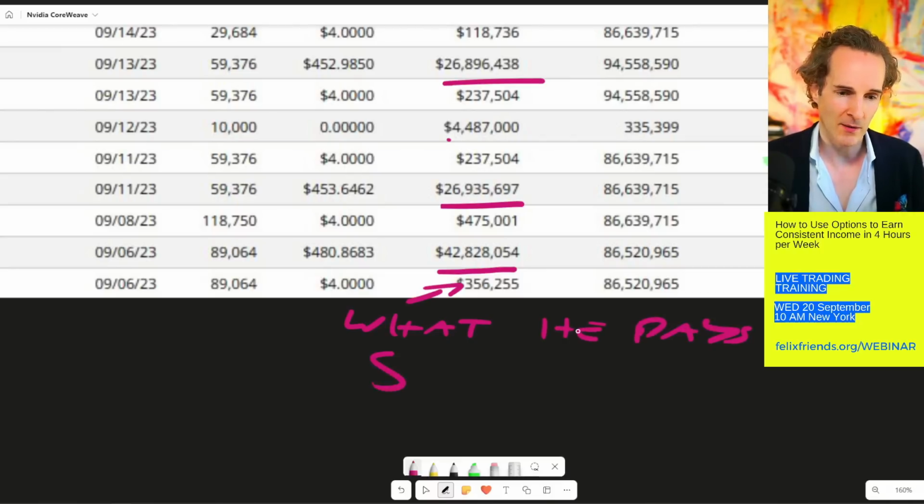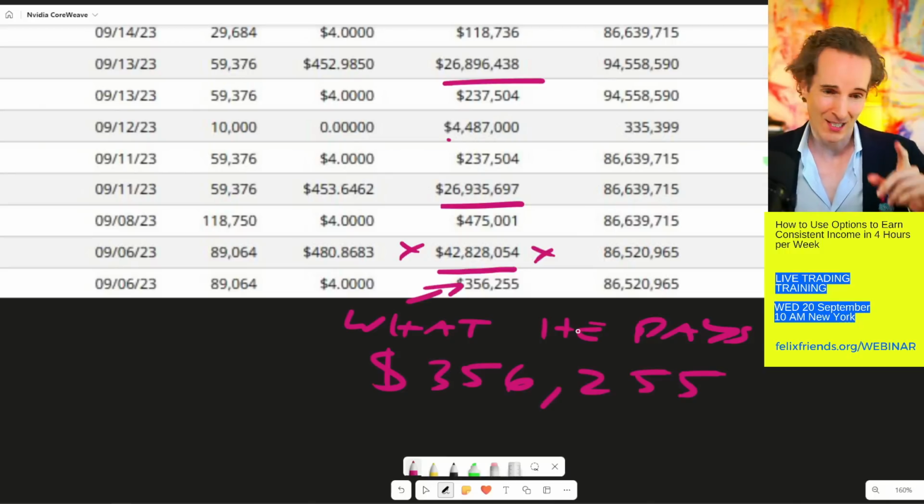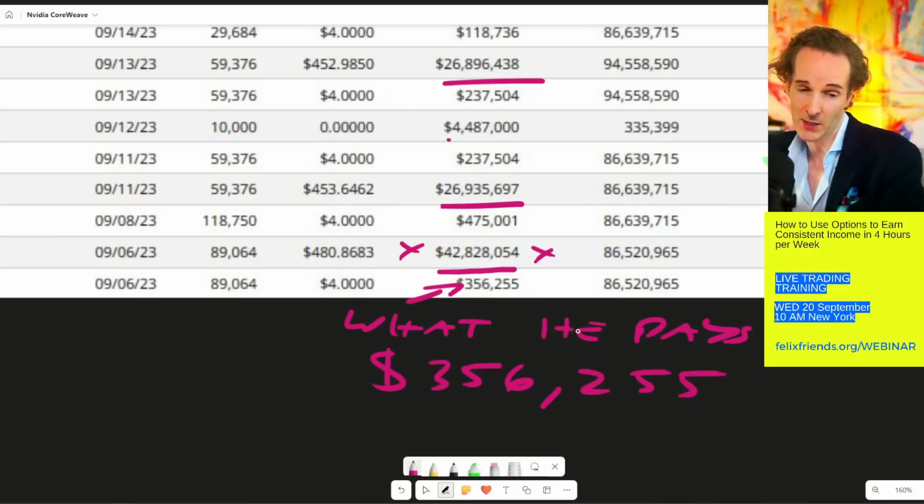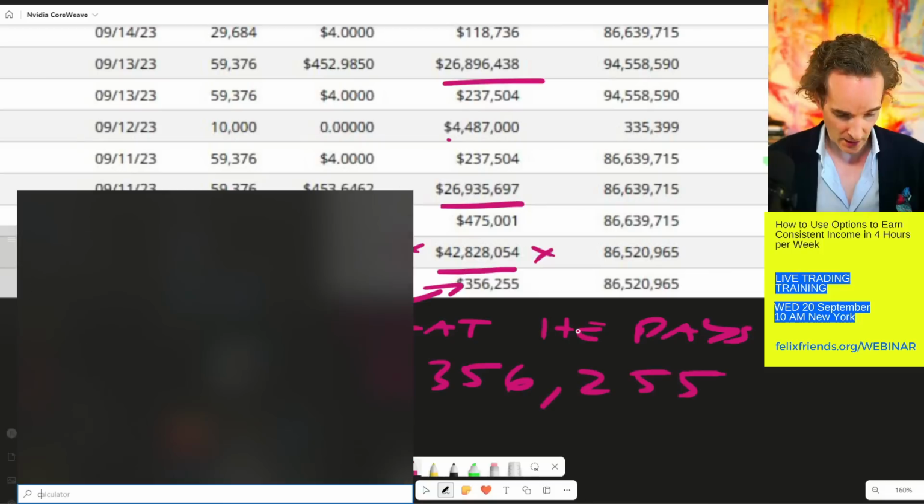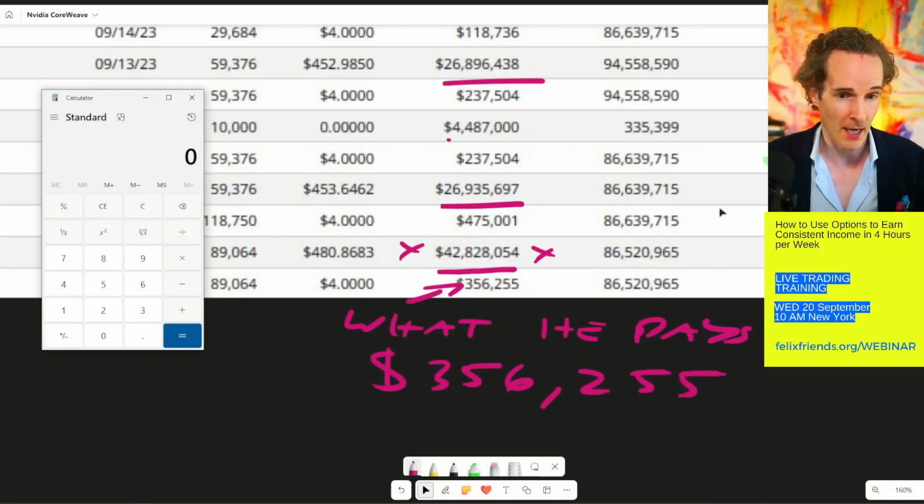So he pays $356,255 and he gets back when he sells the shares. He just got exercised as share options. Sorry, that's what I should explain. So he pays $356,000 for share options, essentially. What's the profit he's making? I've got my phone out there as a calculator. Well, we can do it together, can't we?